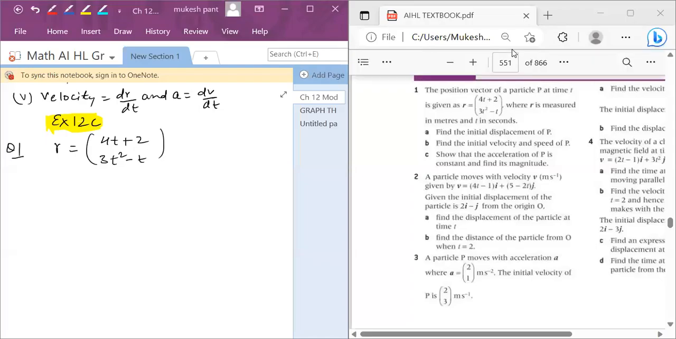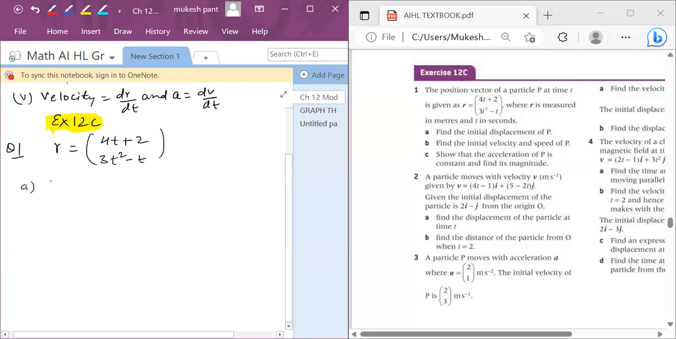Okay, so we look at this question. Question number one. The position vector of a particle P at a time t is given by r = (4t + 2, 3t² - t), where r is measured in meters and t in seconds. Find the initial displacement of P. So part A, initial displacement. For initial displacement, t will be 0, right?